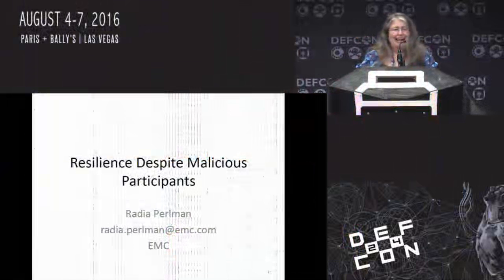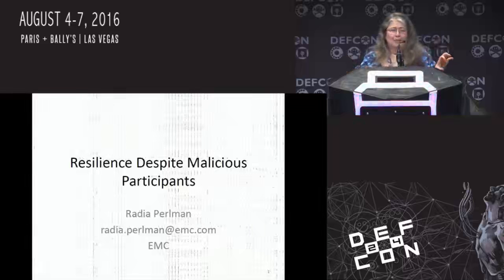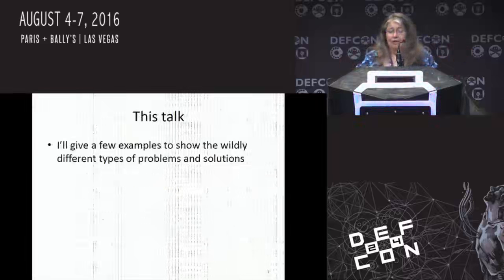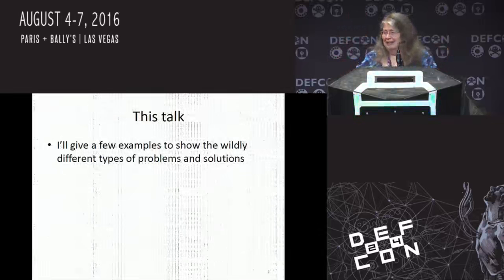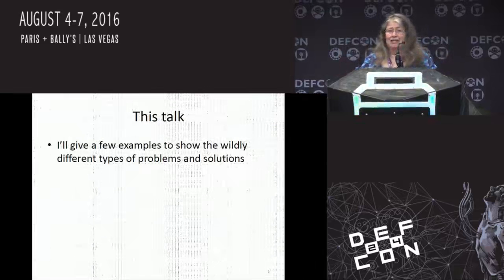But at any rate, I'm going to talk about how to build systems where some of the components don't just crash, but start misbehaving. I'll give a few examples. I'm not going to give you a cookbook that if you do A, B, and C, you'll have a system that's resilient even if you have malicious participants. I'm giving you 3 different examples to show you the variety of problems and the variety of solutions. So there is no cookbook, I just want people to be aware of this issue.